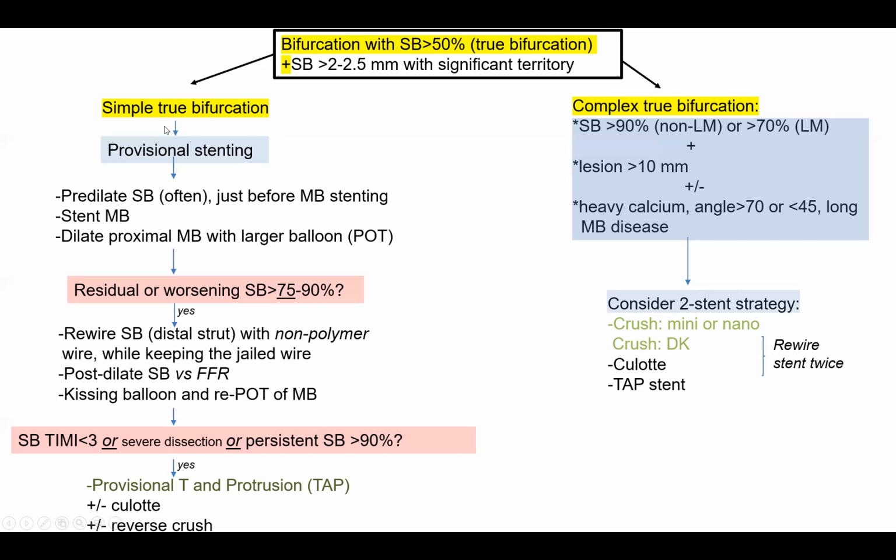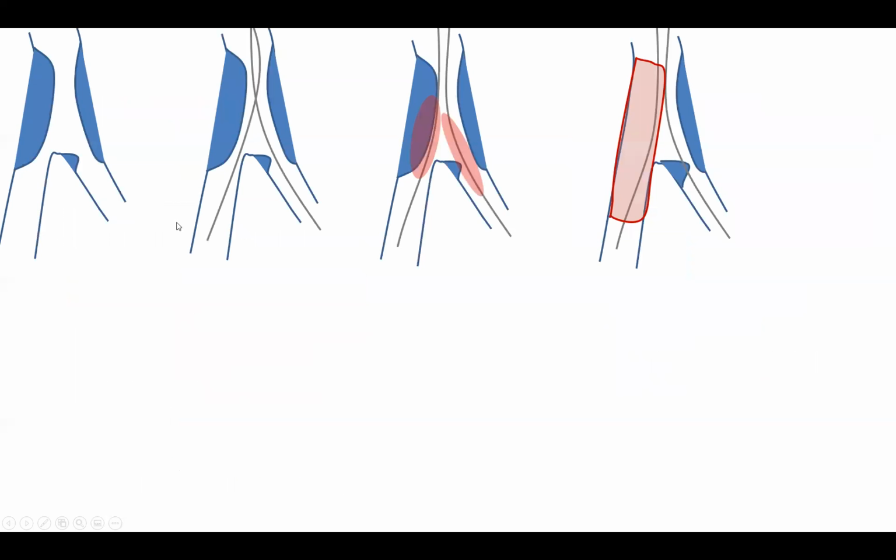So simple true, like I said, you should definitely proceed with a provisional stenting strategy. And what does provisional entail? And here I'll go through the steps. So one, you can use 6 French guide, and I'll explain that more. So 6 French guide is perfectly appropriate.